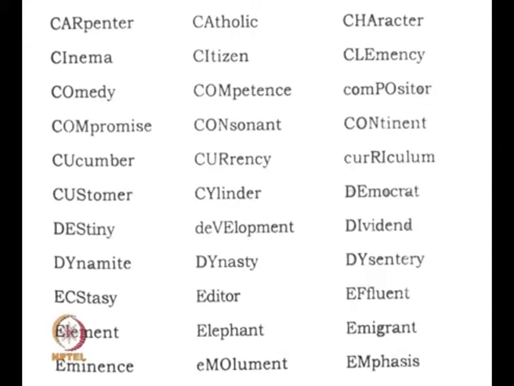Democrat. Democrat. Destiny. Destiny. Development. Development. So just hold your book like this, and also occasionally look into the camera, so that others when they use it, they know who they are following, correct? Go on and take your time. There is no need to hurry.